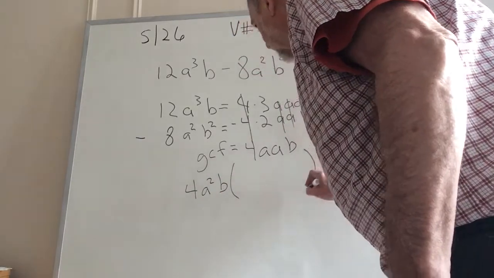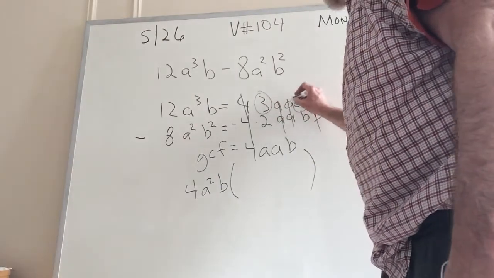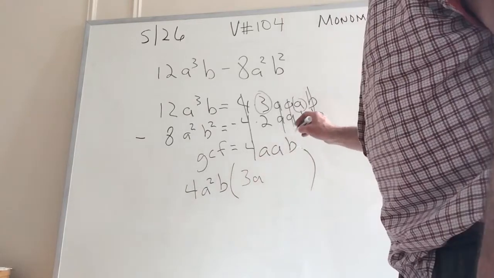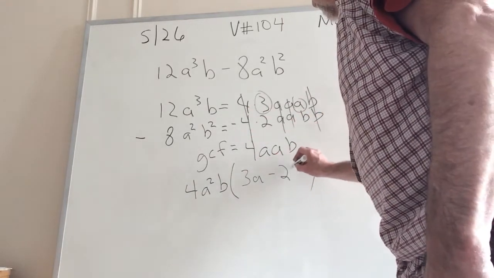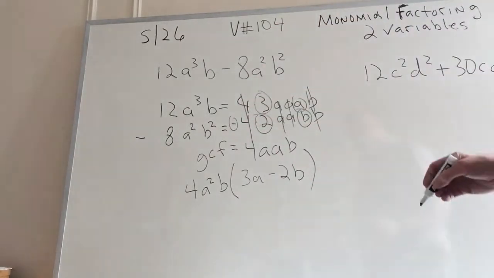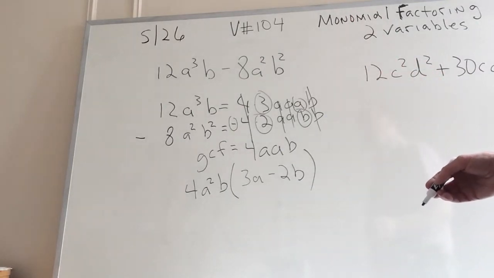And now I put the parentheses because I have to put the leftovers. Well, the leftovers on the top are 3A. And what's the leftover on the bottom? -2B. See what I'm doing here? Can't forget the sign, although you can always work backwards and you know you need the negative sign here. So now we work forward.